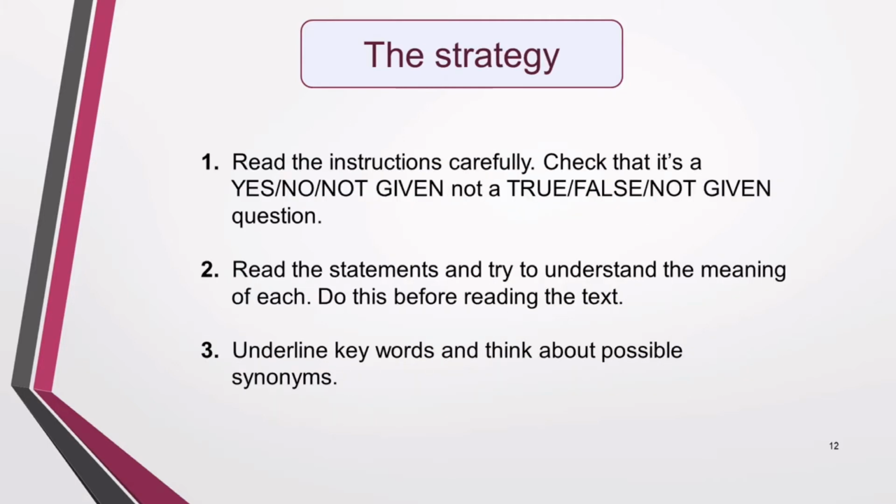Next, we come to the strategy for answering yes, no, not given questions. I'll quickly go through it, then I'll show you how to use it step by step. First, read the instructions carefully. Double check whether it's a yes, no, not given question or a true, false, not given question. Next, read the statements and try to understand the meaning of each. Do this before reading the text. Underline key words and have a quick think about possible synonyms of these that might appear in the text.